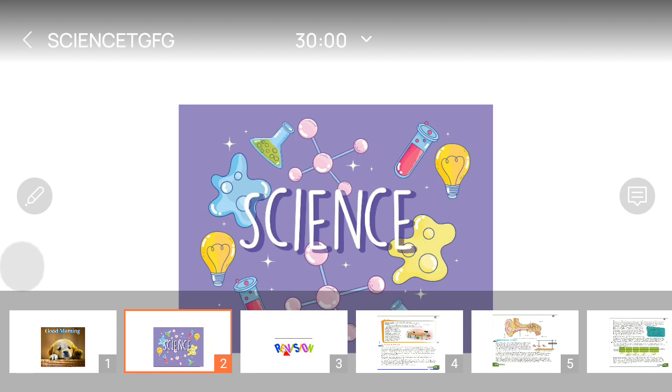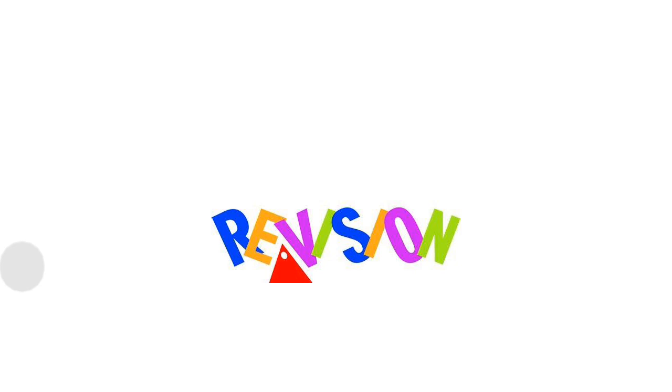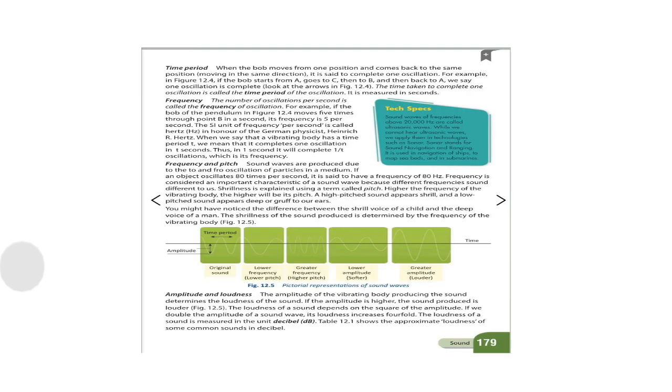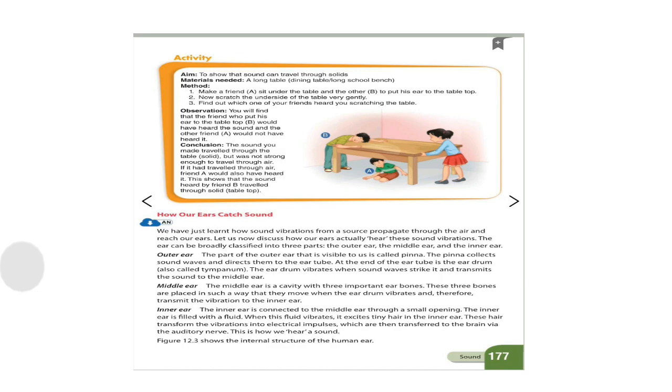In the previous class, we have learned about how our ears catch sound, what are the characteristics of sound and the speed of sound. Shall we revise the portion? How our ears catch sound. The sound vibrations from a source propagate through the air and reach our ears. Our ears actually hear these sound vibrations.